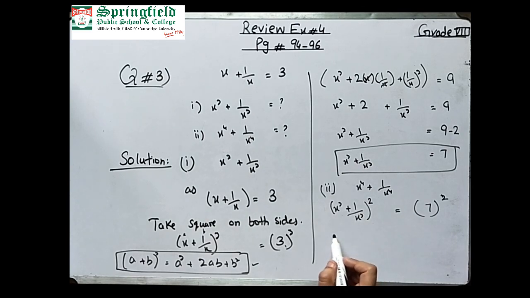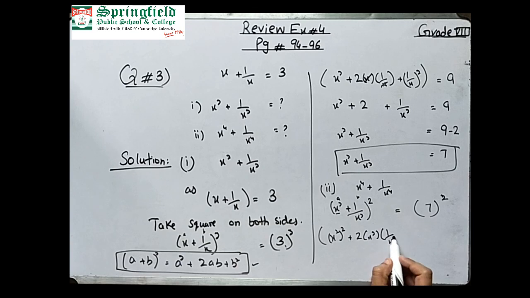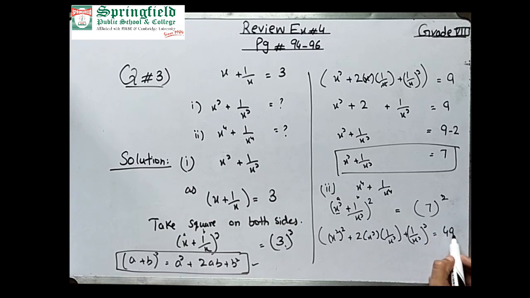Now open this square according to this formula. The value of a is x square, and the value of b is 1 by x square. So x square whole square, plus 2ab, plus b square, is equal to 7 multiply 7, 49.